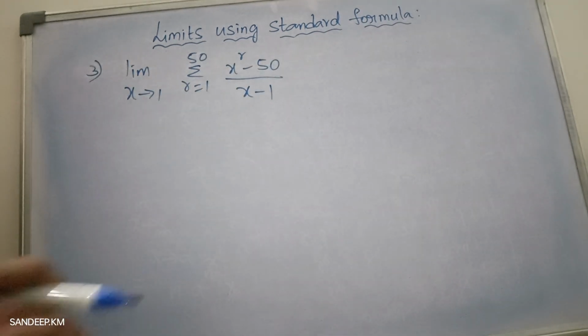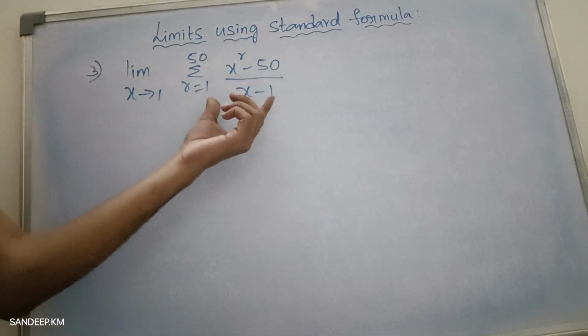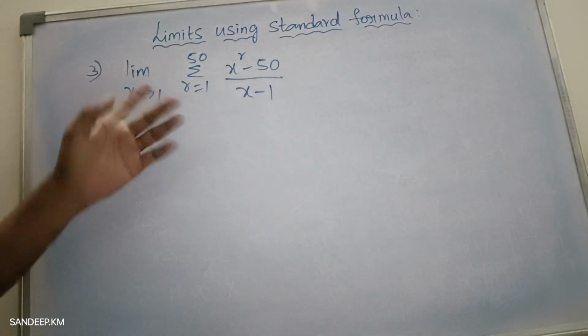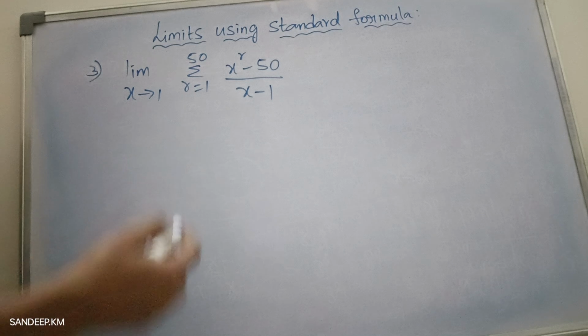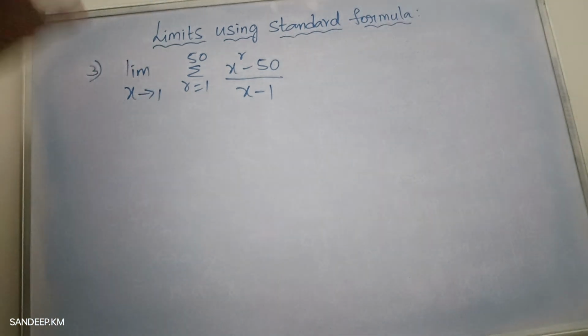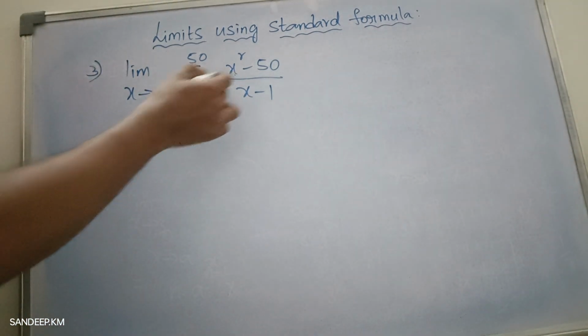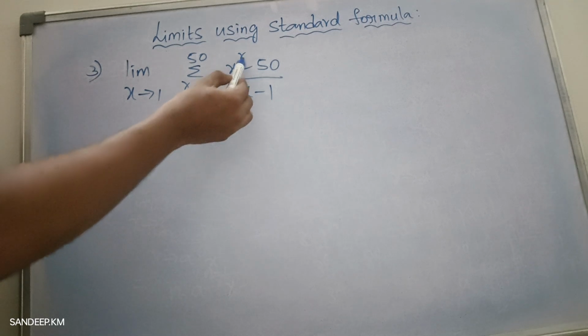So we are supposed to find the limiting value of this particular function when x approaches 1. And observe it contains summation also. Let me give summation for this. Only this term needs summation because only this term depends on r.